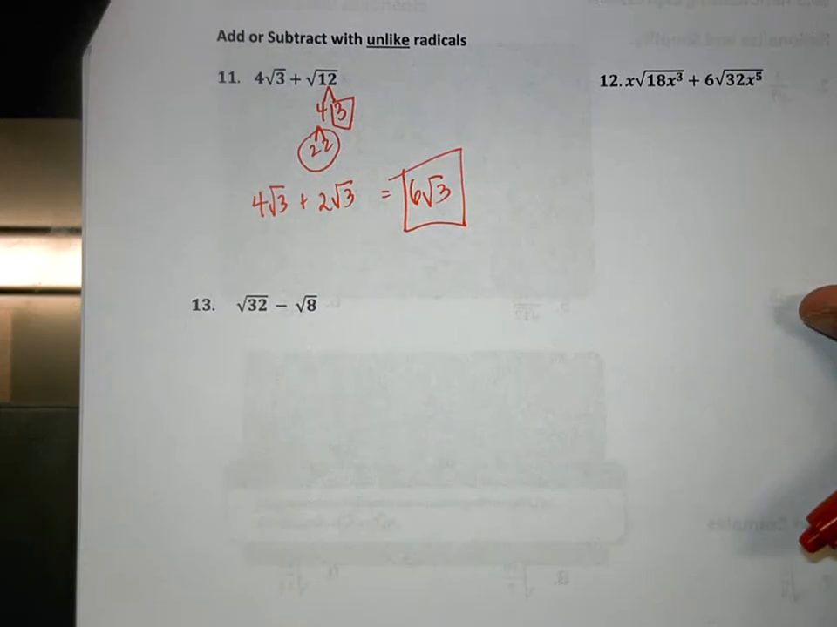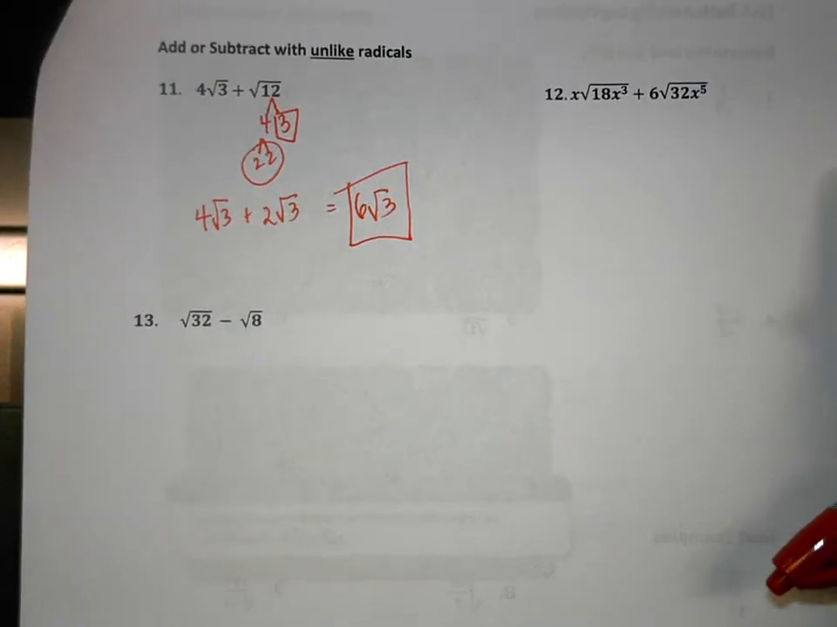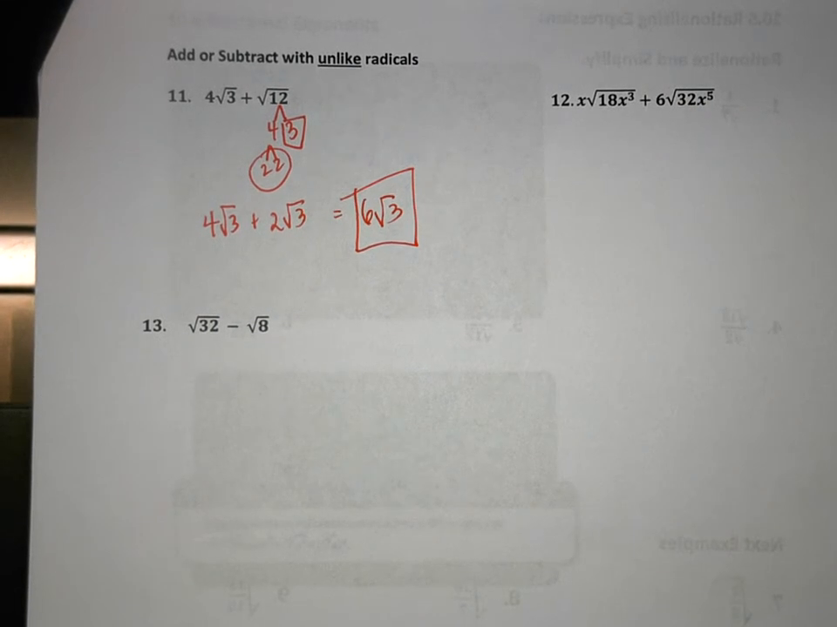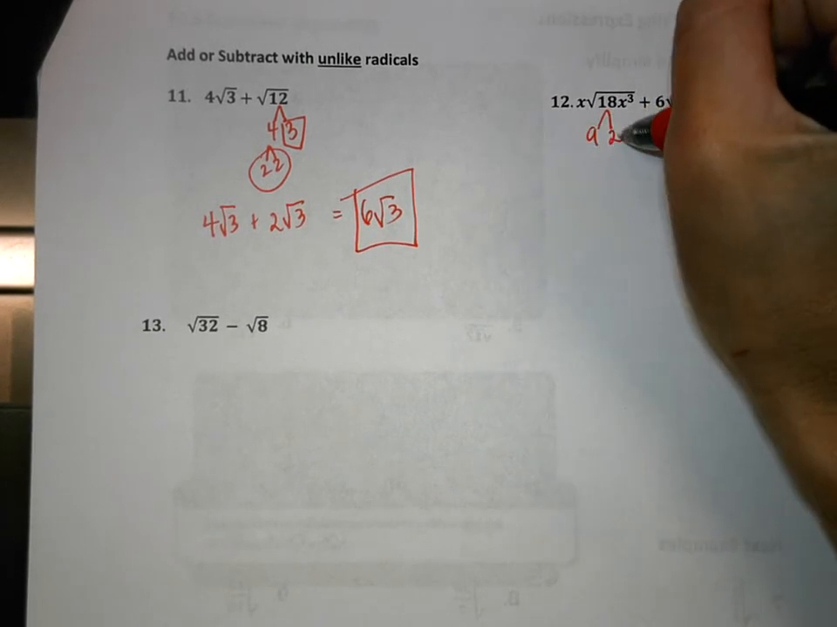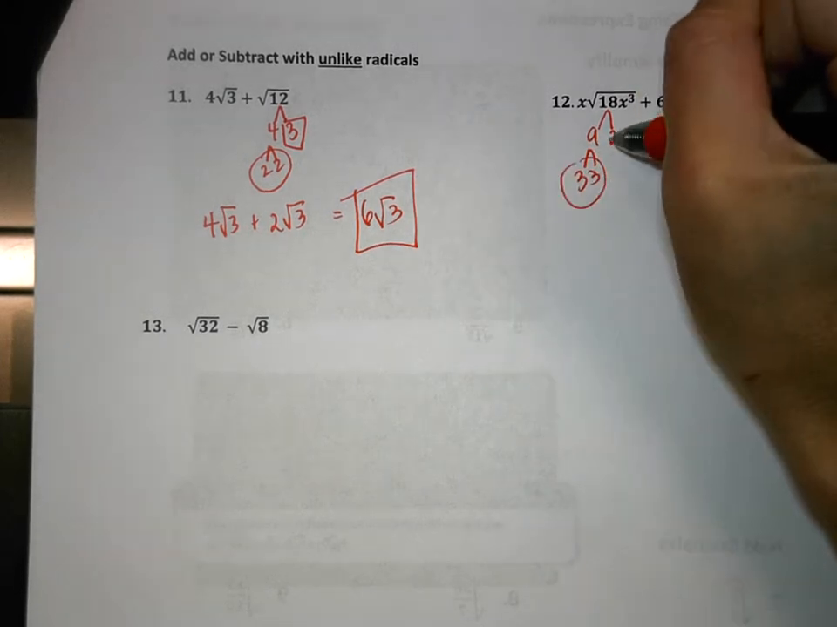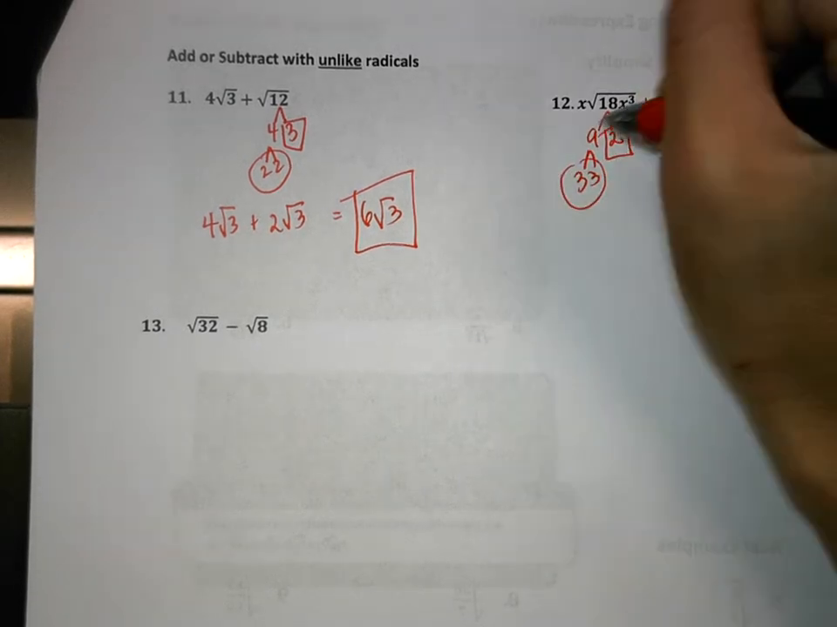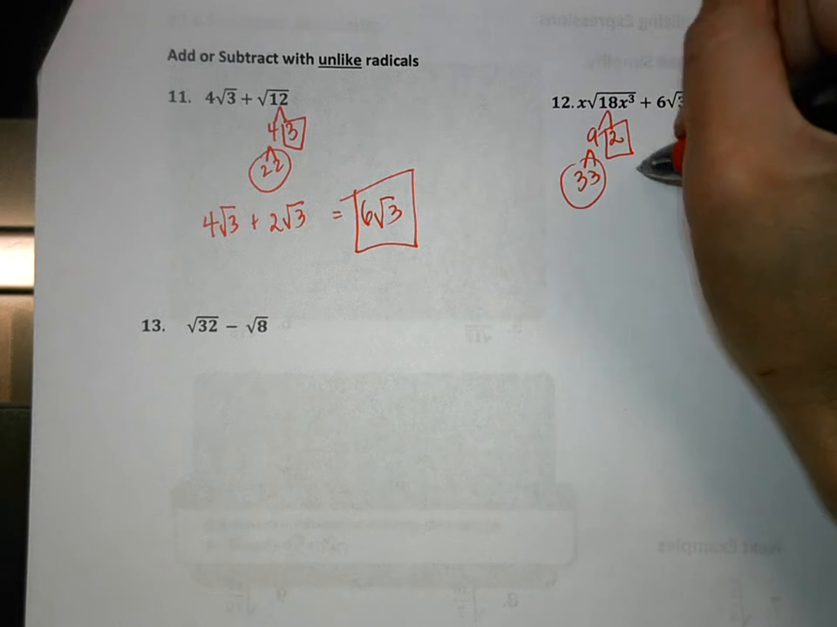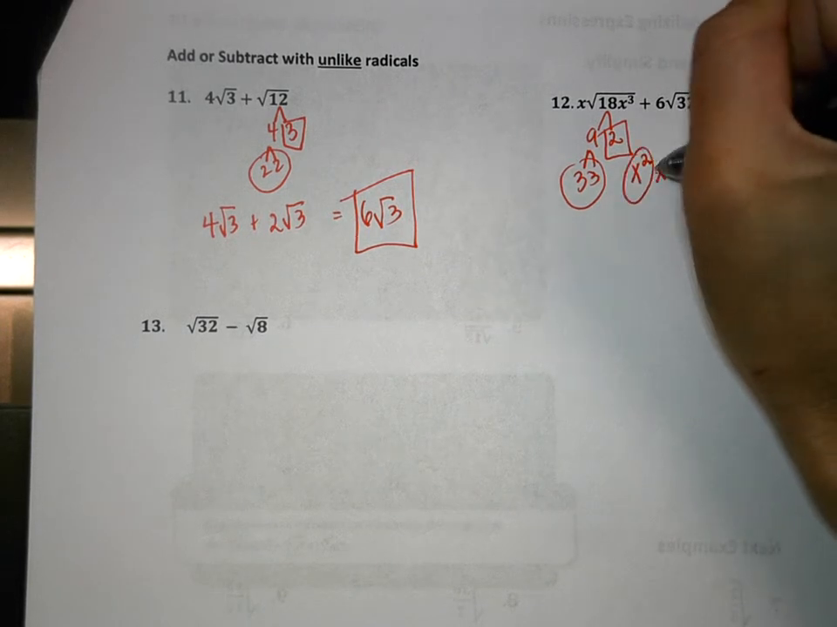Okay, let's go ahead and do 12 together. Right now, are these roots the same? No. So we need to break them down. What should I break down 18 to be? 9 and 2. And then 9 is? So I have a pair of 3s, 2 left over. What am I going to do with x to the third? X squared and then x left over. So 1 group, 1 left over.